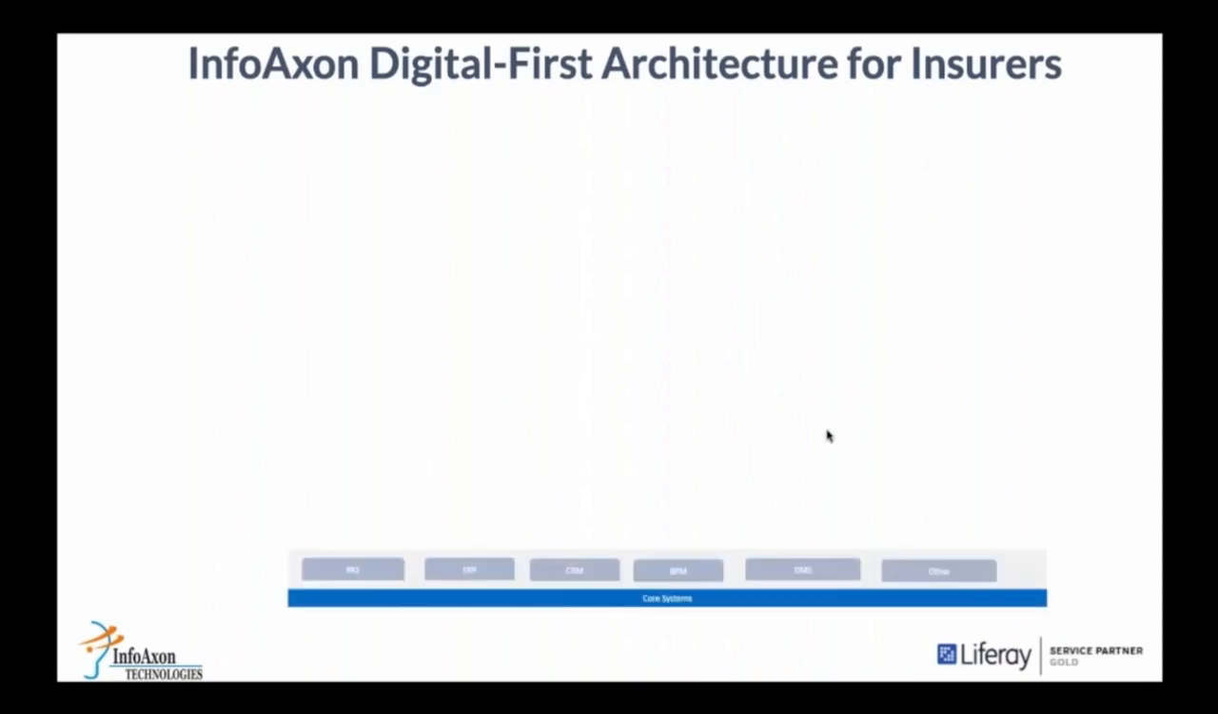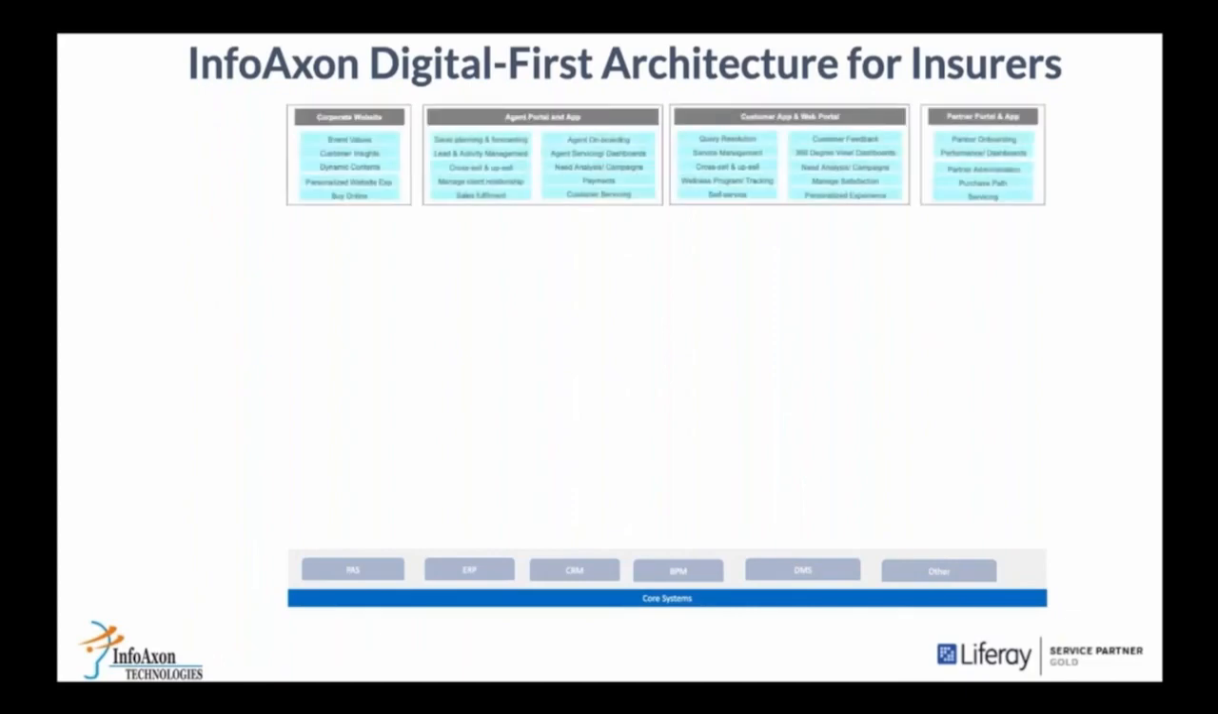Okay. So at the base of it, what do you have? Your core systems, your policy administration systems, your ERP, your CRMs, your business process management systems, etc. Right? Then what you need, going back to what we were explaining earlier, you need digital channels like a corporate website where your anonymous guests can come in, where you can implement your buy online journeys. You need your agent portal or app, your single point interface for agents to be able to cater to your customers, to be able to manage their own sales pipeline, to be able to create quotes, proposals, and complete their sales journey.